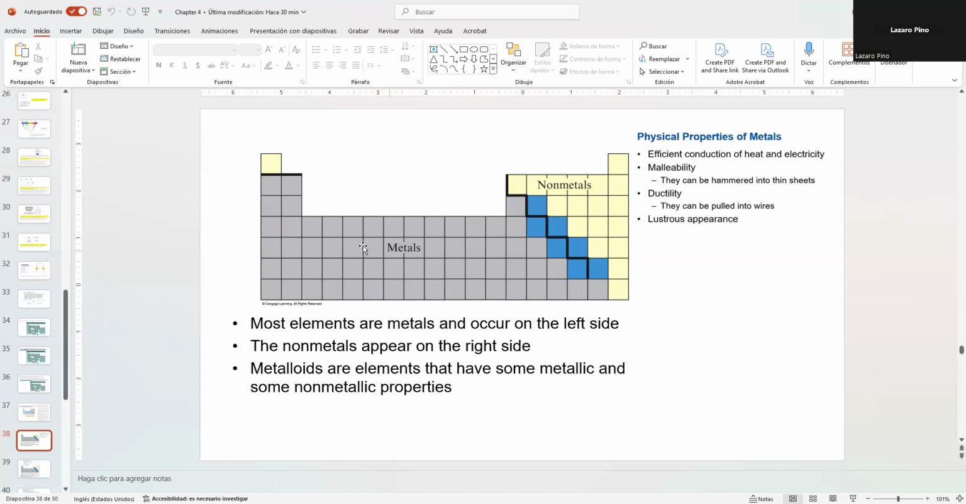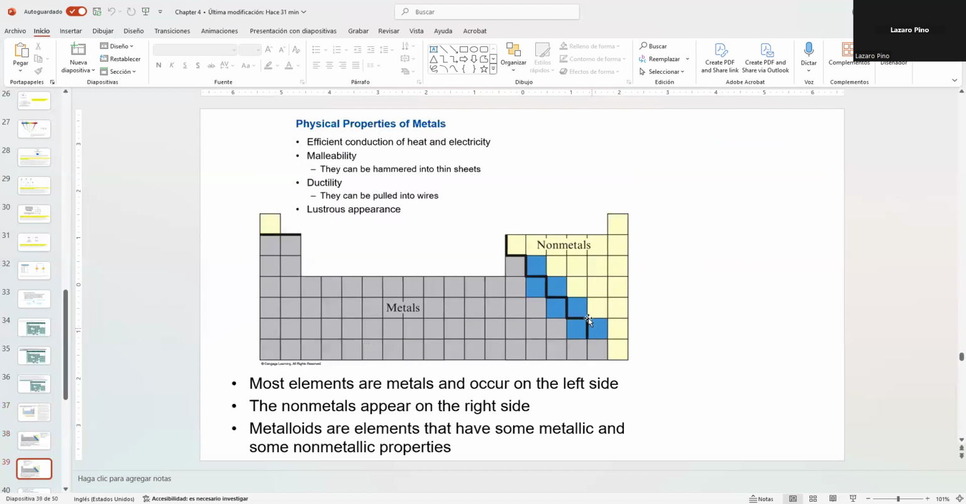For example, the metals are efficient conducting the heat and the electricity. They present malleability. What does it mean? That they can be hammered into thin sheets. And they present ductility. What does it mean? That we can make wires from them. Another important characteristic of the metal is that they present lustrous appearance.